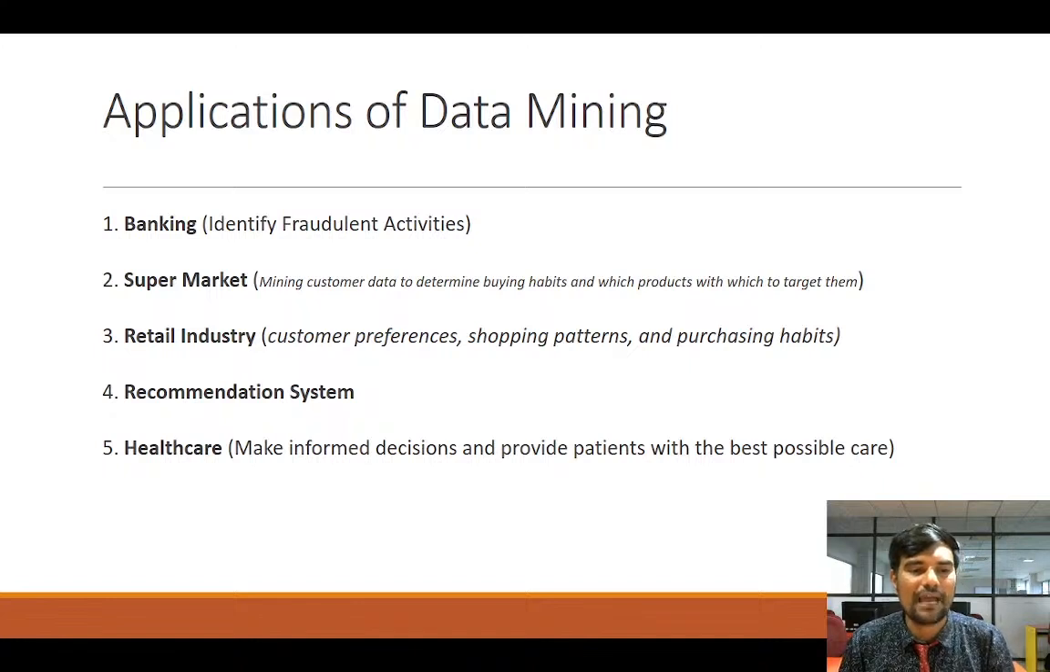Then similarly we have healthcare. Data mining techniques can be used in healthcare to make informed decisions and to provide patients with the best possible care. Whatever the mined information says about the diseases, what best treatment can be given to the patient is very helpful when you go with data mining techniques in healthcare. Even in the agriculture industry and the insurance sector, overall in all sectors, these data mining techniques can be used, and that can benefit the manager as well as the customers.